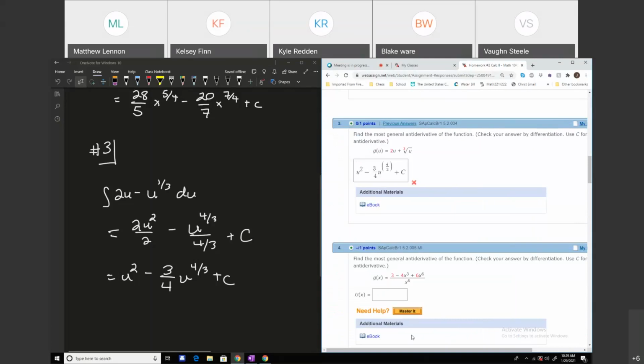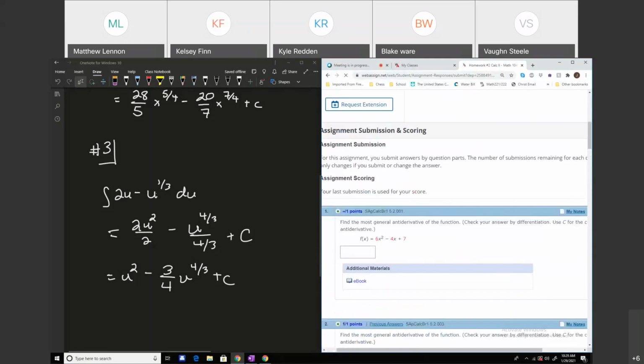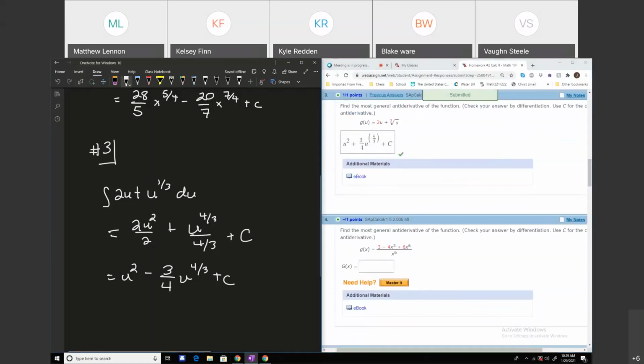Four over 3. So it should be. Oh, I did a minus for some reason. That's my error. I just put a minus there. It should have been plus. I just wrote the problem down wrong, so all these should be pluses. That's all.